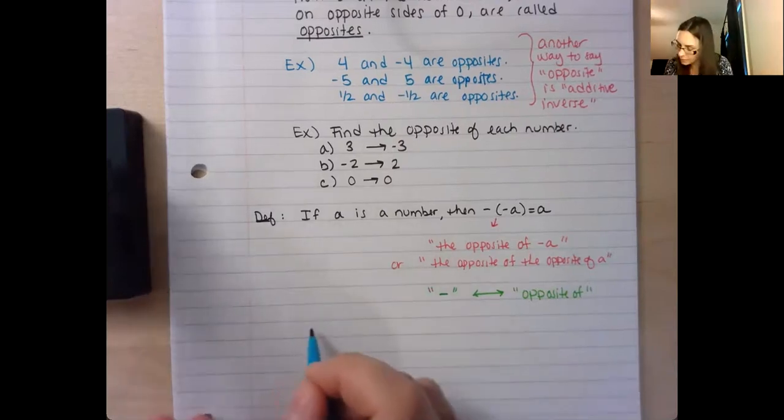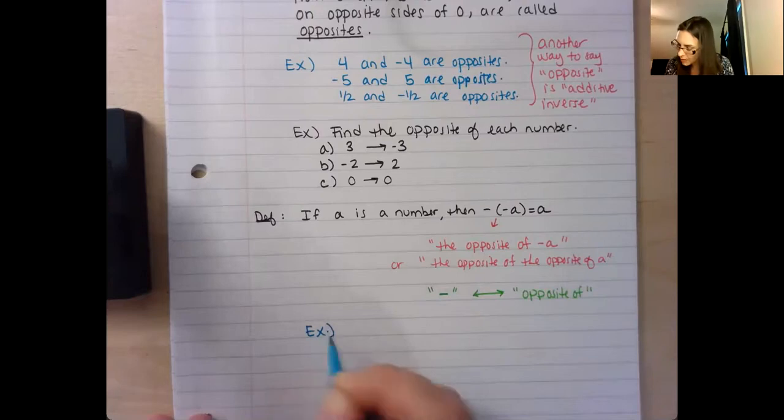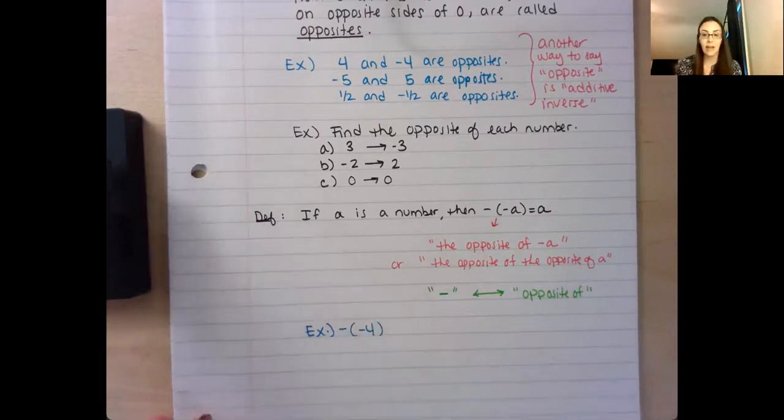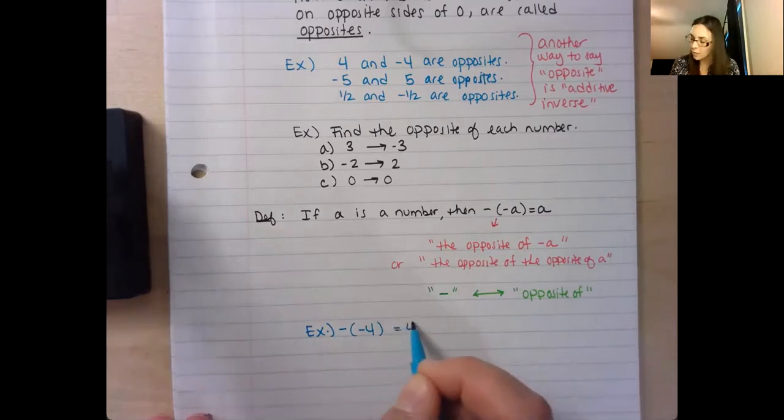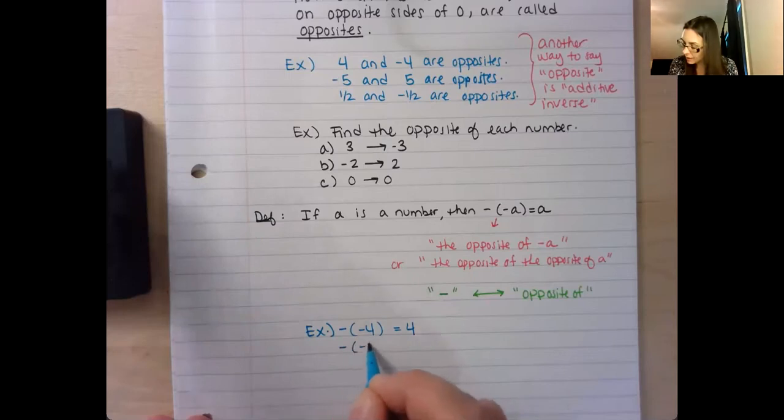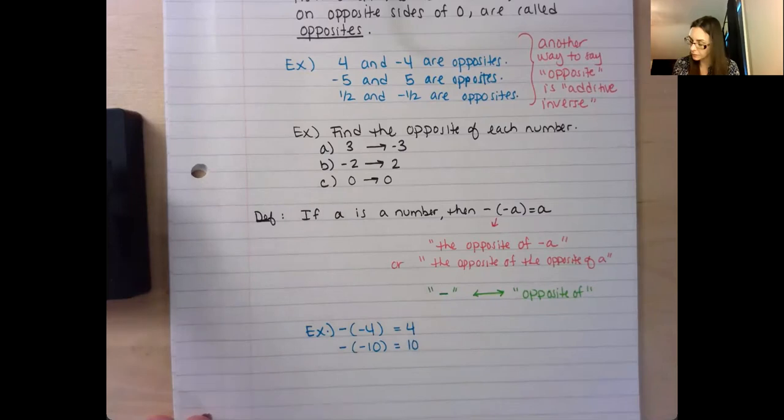So for instance, full examples here, if I have negative 4 and then I put another negative on the outside, then my answer is just 4. If I have negative and then negative 10, my answer is just 10. Or if I have negative and negative 500, my answer is just 500.